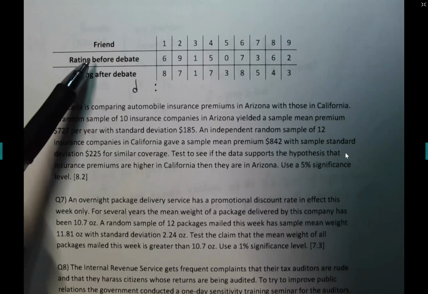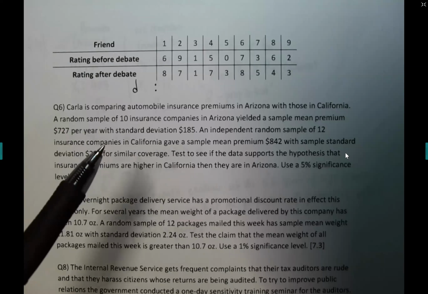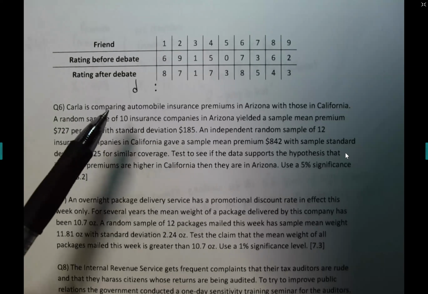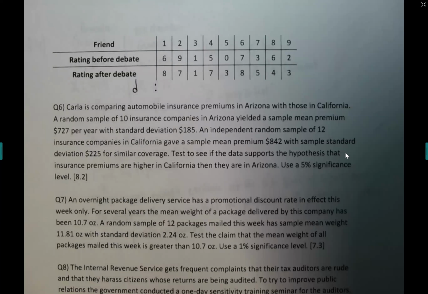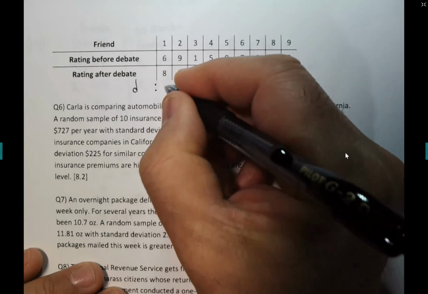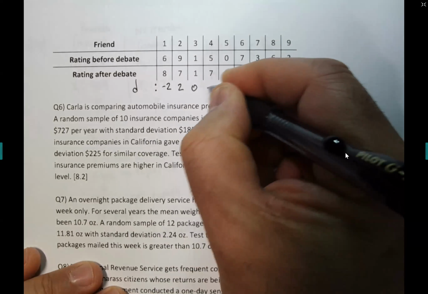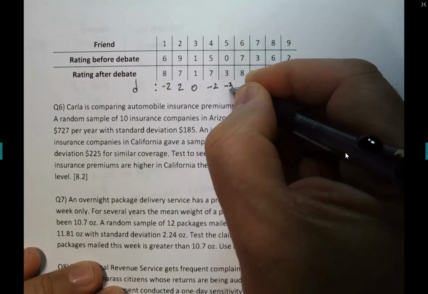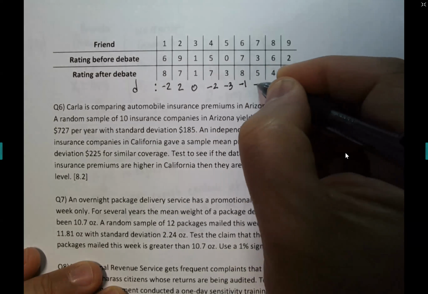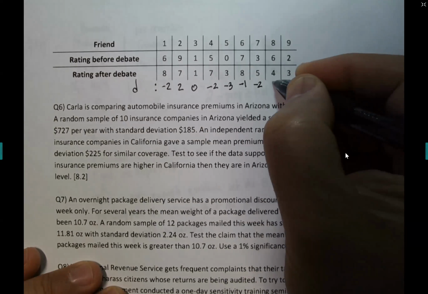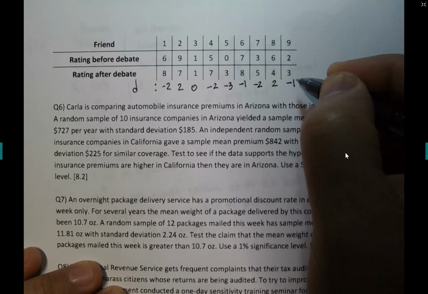Here's the hint for you guys. Before and after means the samples are dependent. It means you have to do the difference and do a t-test against 0. This is section 8.3. So that's negative 2, 9 minus 7 is 2, 0, negative 2, negative 3, negative 1, negative 2, 2, and negative 1.